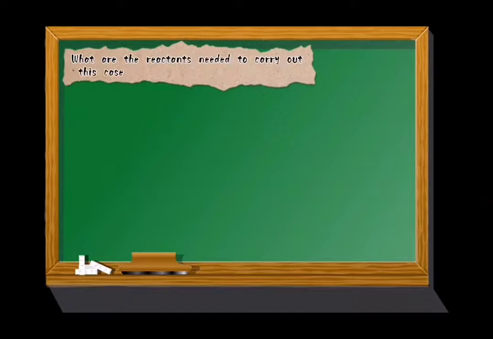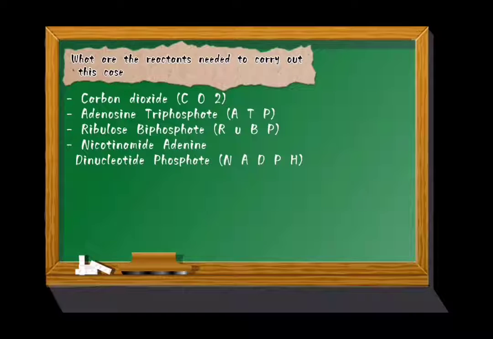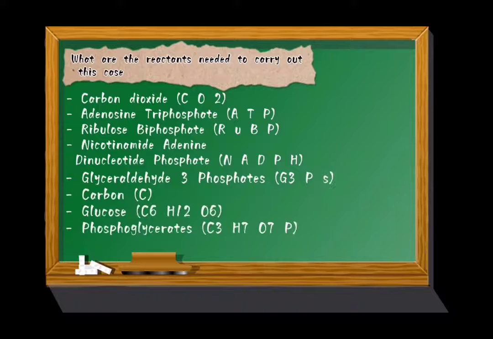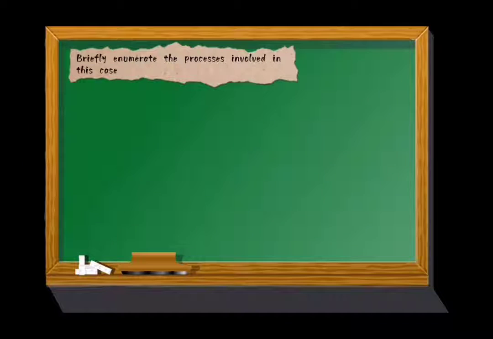What are the reactants needed to carry out this case? Carbon dioxide, CO2, adenosine triphosphate, ATP, ribulose biphosphate, RuBP, nicotinamide adenine dinucleotide phosphate, NADPH, glyceraldehyde 3-phosphates, G3Ps, carbon C, glucose C6H12O6, phosphoglycerates, C3H7O7P.